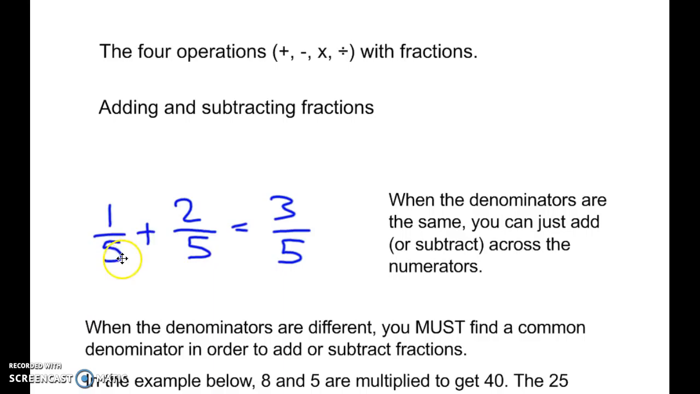So if we look here, with the same denominator, we just add and subtract across the numerators. Please, please, please, please, please, when you're doing this, do not add the denominators. The answer is not 3/10, it's 3/5. I see that mistake made very frequently.